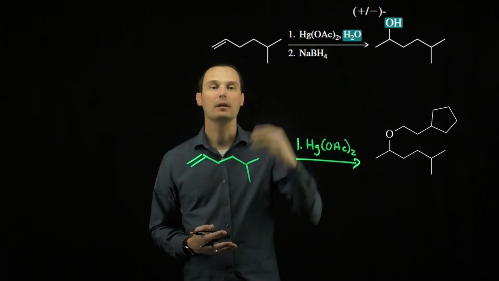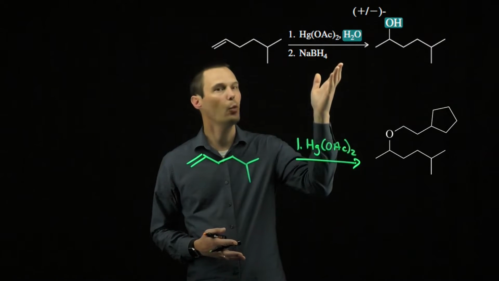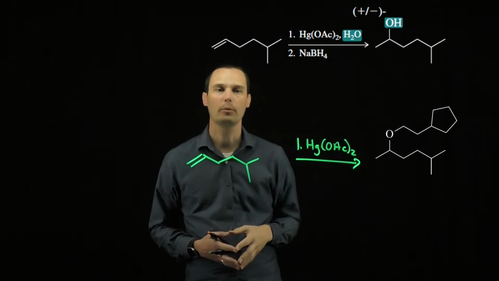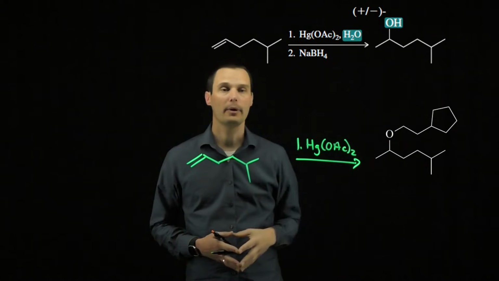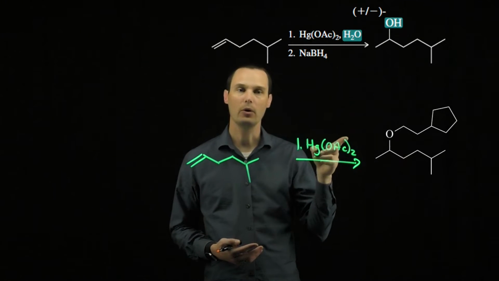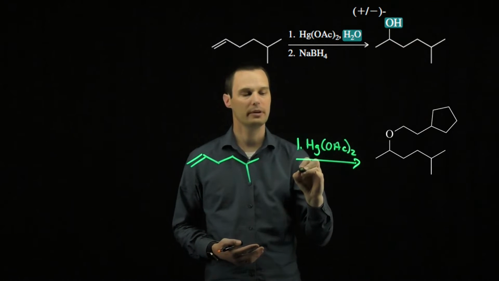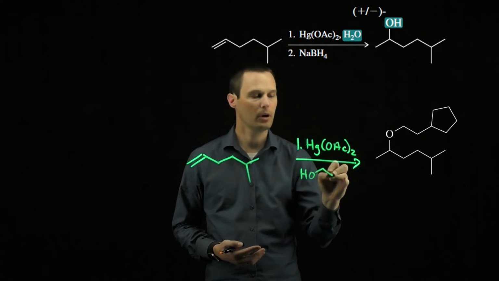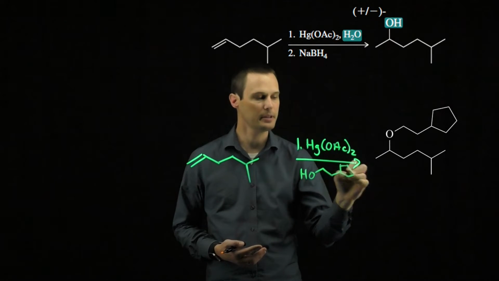When we look at the oxymercuration conditions, it's the water reagent that forms the alcohol product. If instead of an alcohol product, I want an ether product, I don't want to treat with water anymore. I want to treat with an alcohol, specifically the alcohol that's going to give me this ester. So that would be an alcohol with a 2-carbon spacer and then a cyclopentane ring.